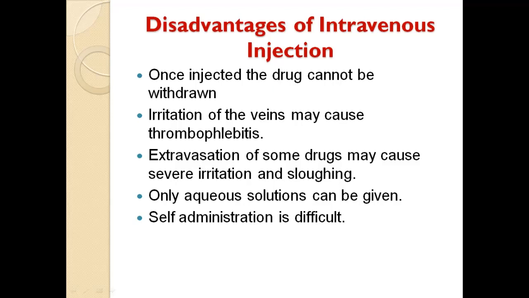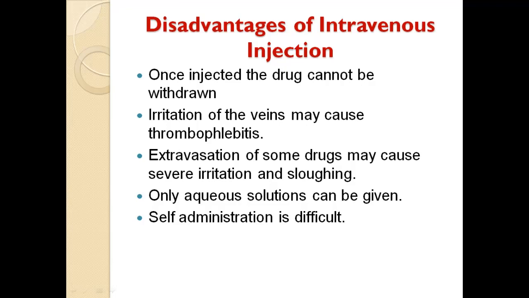Irritation of the veins may cause thrombophlebitis. What do you mean by thrombophlebitis? It is the inflammation of the veins. Extravasation of some drugs may cause severe irritation and sloughing. What do you mean by extravasation? That means if you're not injecting the drug properly into the veins, then the fluid will get collected in the outer layers of the skin and form a bulge. As it remains there, it can cause irritation of the skin and even peeling of the skin. We have to be very careful that the injection is injected correctly into the veins.